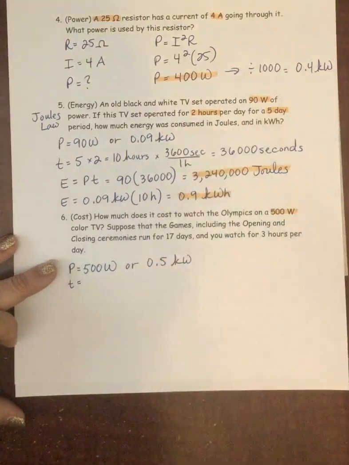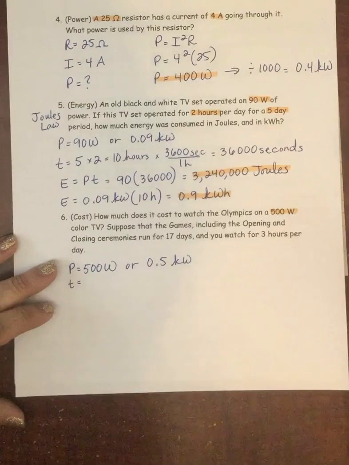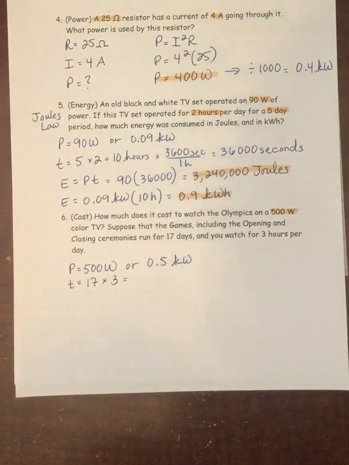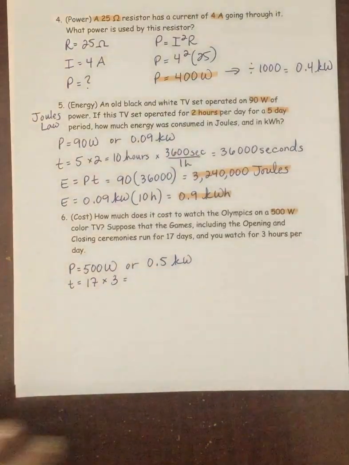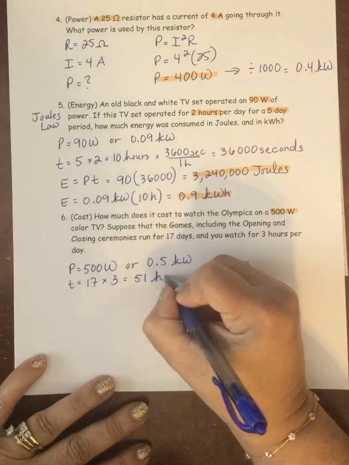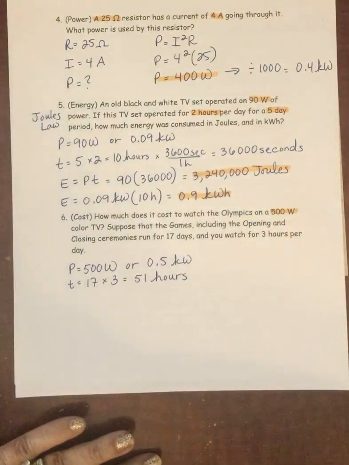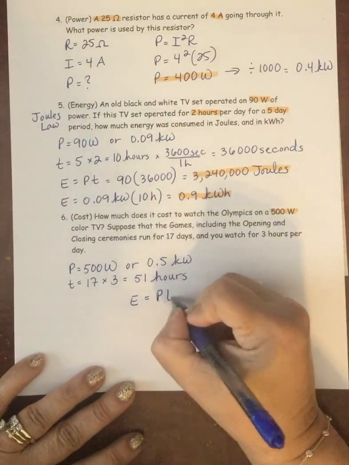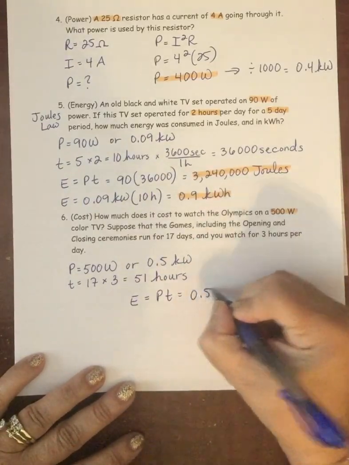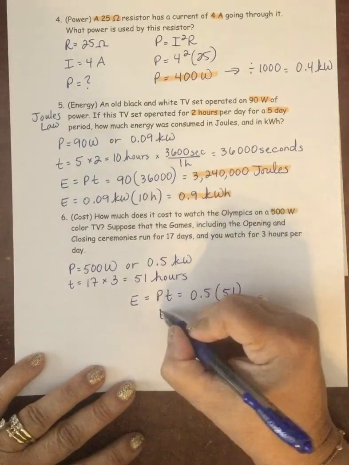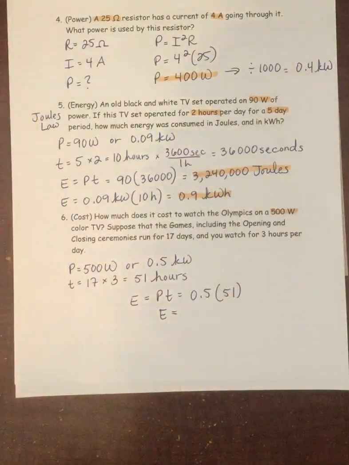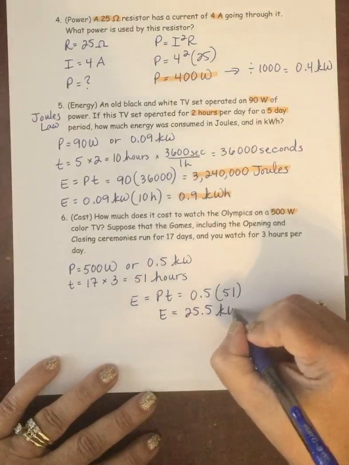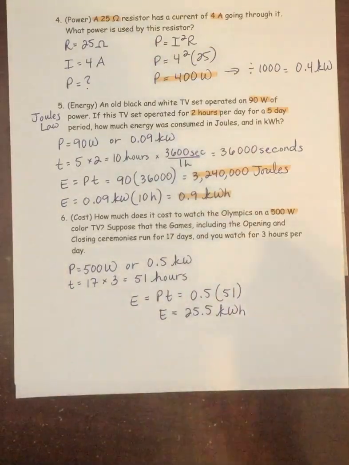So our time unit is going to be in hours. We're going to have 17 days times 3 hours per day. 17 times 3 is 51 hours. And I'm just going to keep it in hours because I want kilowatt hours anyway, since that's what the electric company uses. So energy is power times time. So 0.5 times 51 tells me that I used 25.5 kilowatt hours of energy. Okay, that's the amount I used.